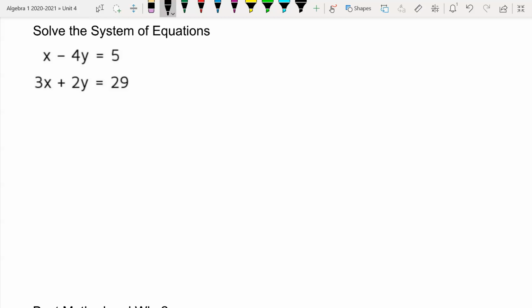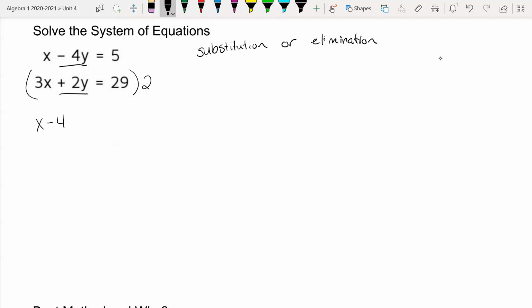Well, for me, on this one, I would either use substitution or elimination. And to use either one, you've got to do a little bit of work. I would probably use elimination just because of the negative 4y and the 2y, right? One's negative, one's positive. I just have to multiply this equation by 2.